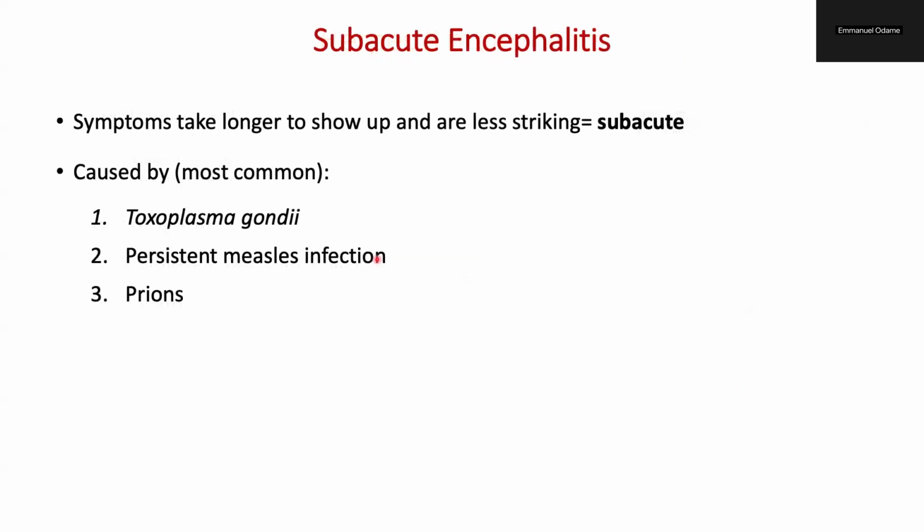So now let's talk about the subacute encephalitis disease. Symptoms may take longer to show up and are less striking, and that's why we call them subacute. The most common causes of this disease are these three microorganisms that are here. We have Toxoplasma gondii, and then measles, which is also common in patients who have persistent measles infection. And the third one is caused by prions. So let's take them one after the other. The first one that we will discuss is Toxoplasma gondii.